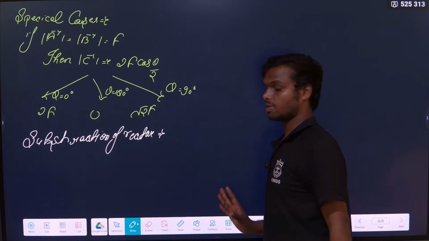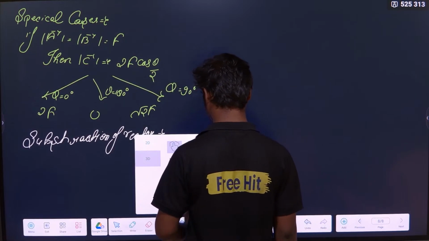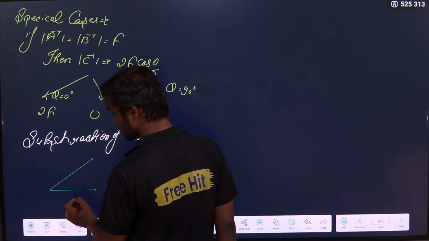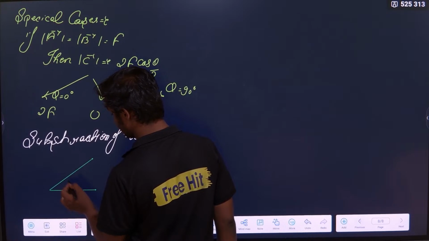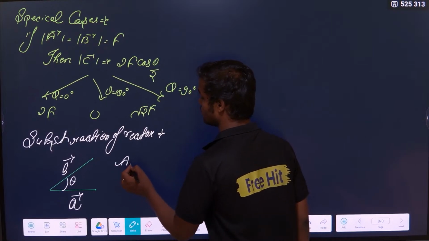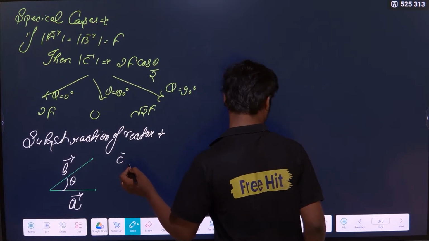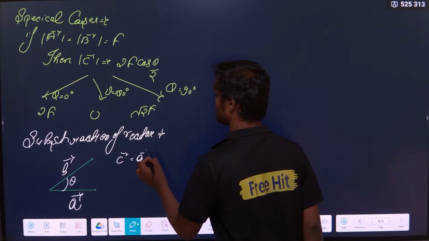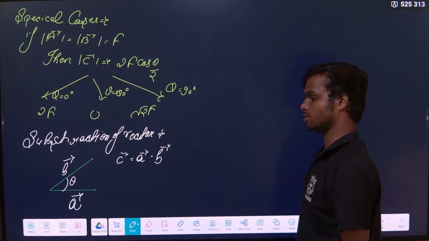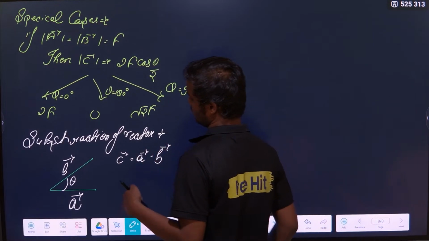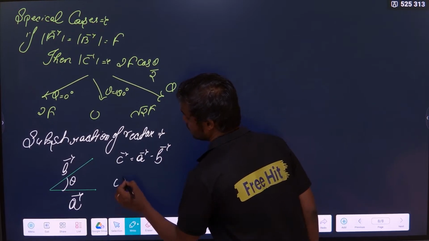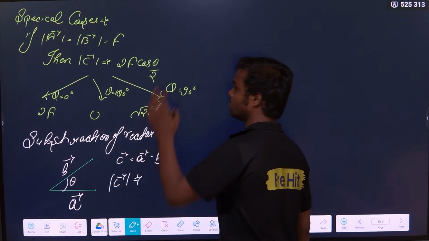Suppose I want to subtract two vectors, and suppose the vectors are like this. This is my vector A, this is my vector B, and the angle is theta. Suppose I want to find vector C, which is defined as vector A minus vector B. Now my question is, how will you do that? How will you find vector A minus vector B? See, direction you can find, direction is not important, but the important thing is the magnitude. What about the magnitude? Will the same formula apply?